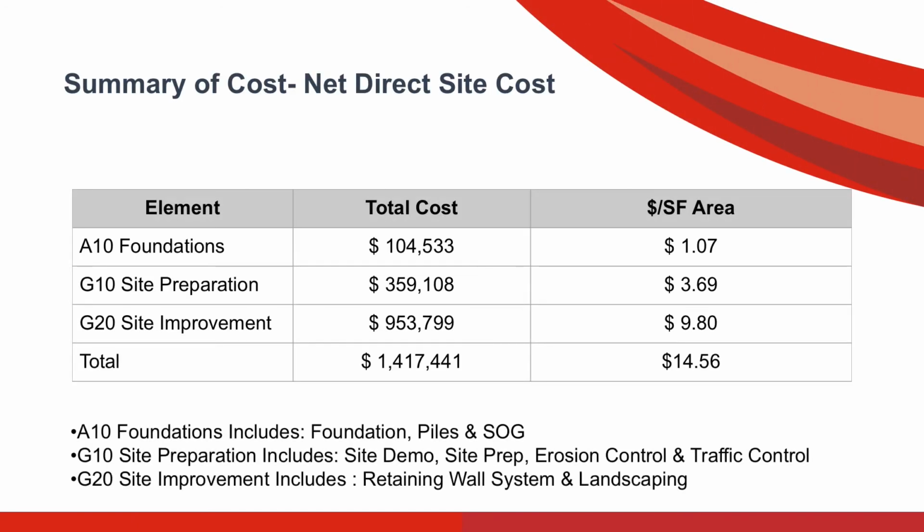The cost portion of our project was led by Martin Barajas. As we move on to the next slide, we see the project summary of costs for the net direct site cost. On the left side of the table, we see the elements: foundations, site preparation, and site improvement. The middle column is the total cost, and the third column is the cost per square foot of the area. The foundations include the foundation, piles, and the slab on grade. The site preparation includes the site demo, site prep, erosion control, and traffic control. And the site improvement includes the retaining wall system and the landscaping for the whole project.